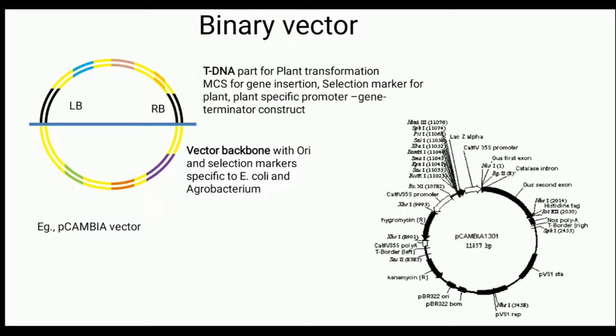And another portion is flanked by the left border and right border. It is called the tDNA part. It has the multiple cloning site for gene insertion, selection markers, and scorable marker genes are present in this region, which are more specific for the plant cell expression. So we call it a binary vector.